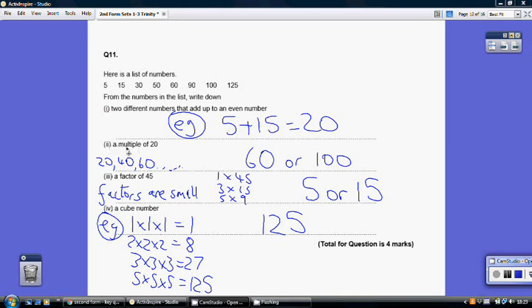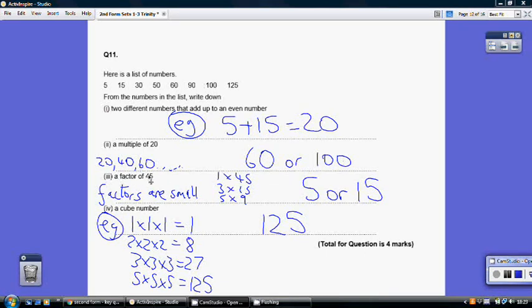Right, part 2, a multiple of 20. Now the multiples of 20 are the 20 times table, so 20, 40, 60, 80, 100 and so on. So in this list the only multiples of 20 are 60 or 100, so either of those would have done.